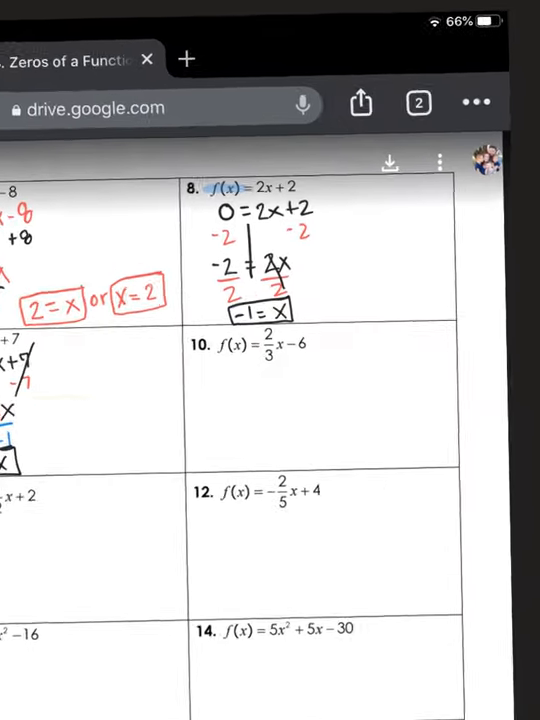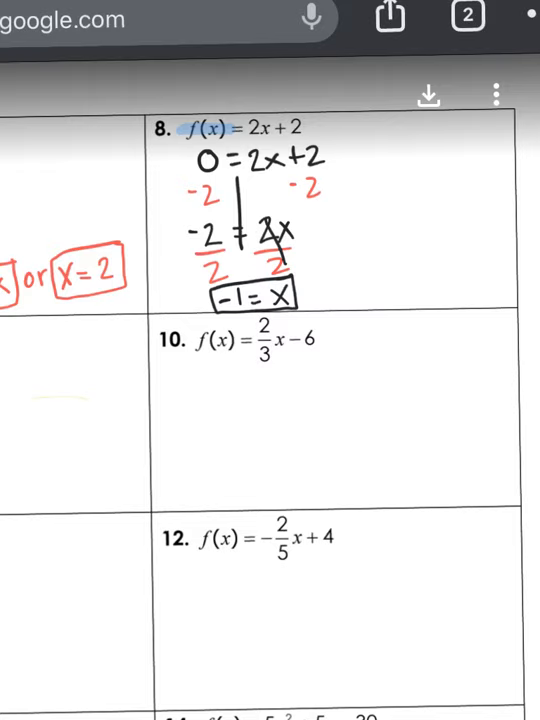All right, number 10. We need to replace f of x with 0. So we'll take out f of x and write this as 0 equals, bring everything else down, 2/3 x minus 6. To get x by itself, we're going to add 6 to both sides. I'm left with 0 plus 6 is 6 equals 2/3 x.